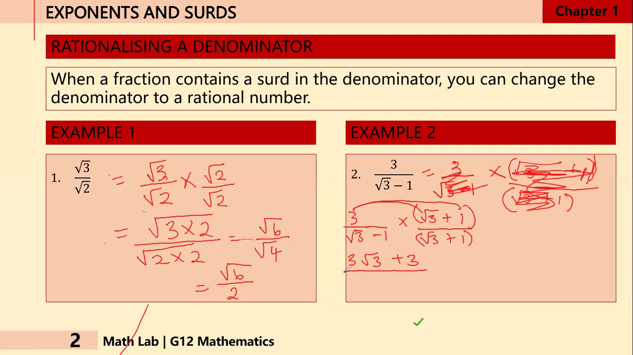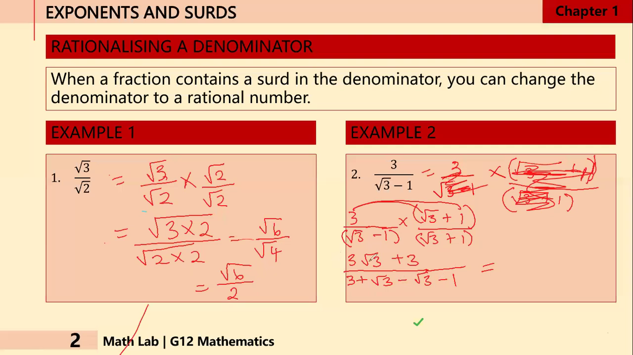All over these ones again, I'm multiplying with the other ones on this other side. So root 3 multiplied by root 3 is going to give us 3. And then root 3 multiplied by 1 is going to give us positive root 3. And then minus 1 multiplied by root 3 is going to give us minus root 3. And then minus 1 multiplied by 1 is going to give us minus 1.